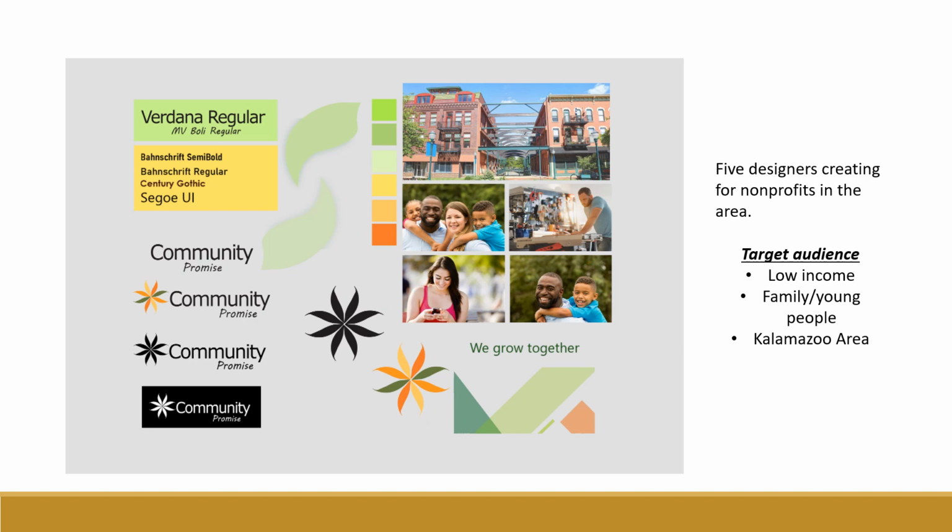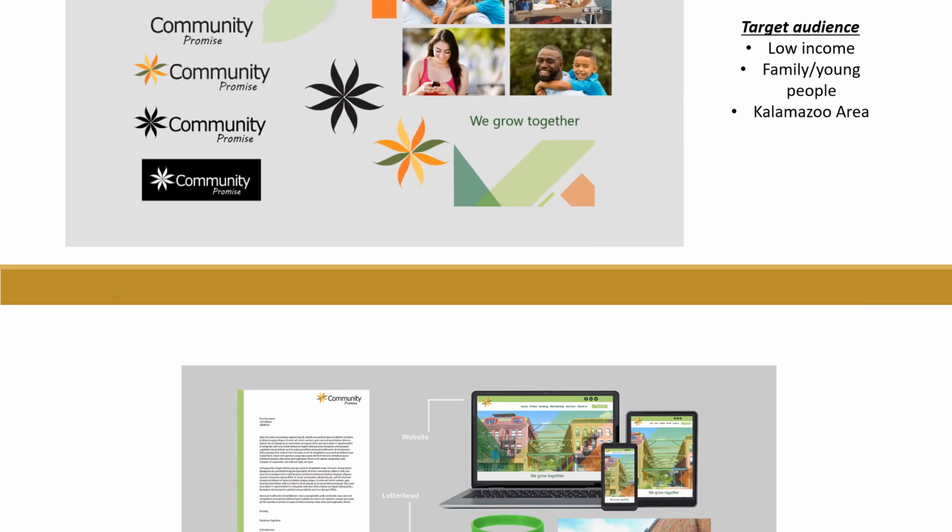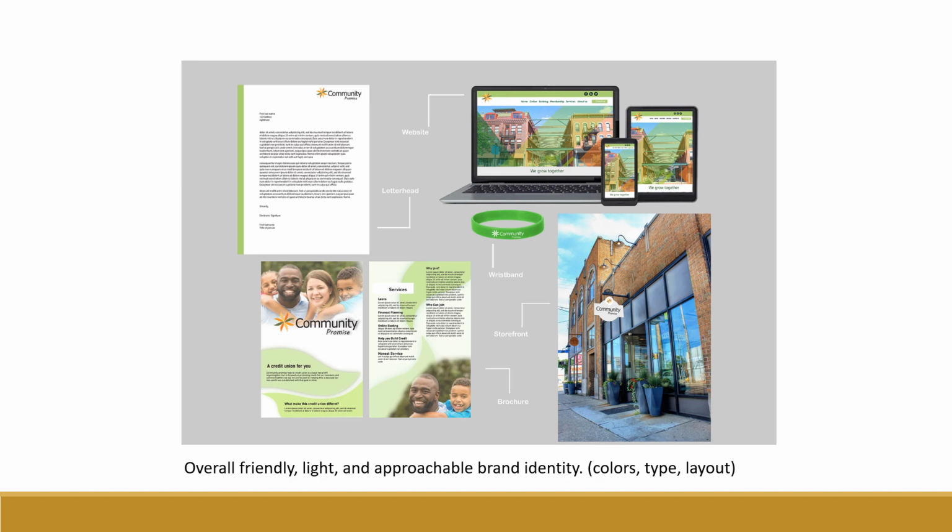Each of us presented different designs, and they were able to go through them and decide what they wanted to do and present for their business. The target audiences were low-income, family, and young people, but overall Kalamazoo-based, which I really love. The first board, as you can see, has an overall theme of the green and the yellow, and this was a need for a friendly and light and approachable brand identity.